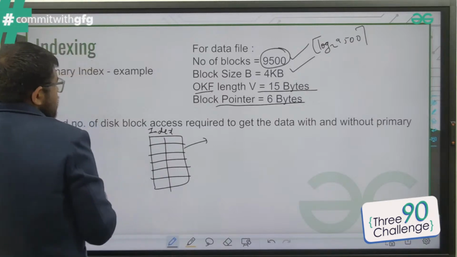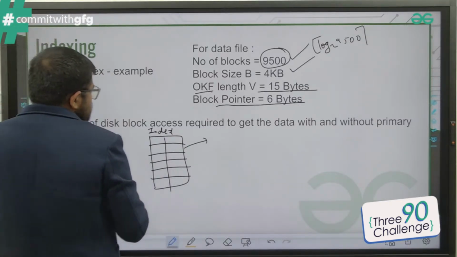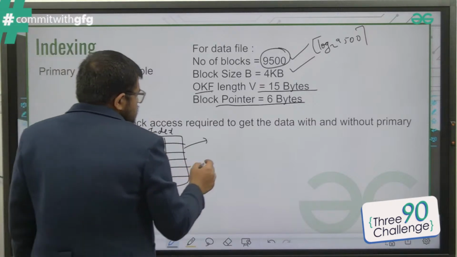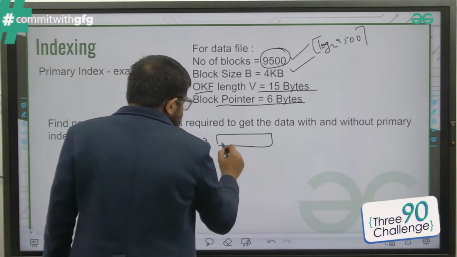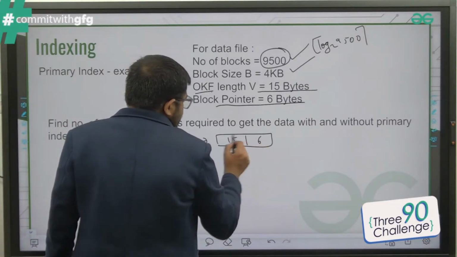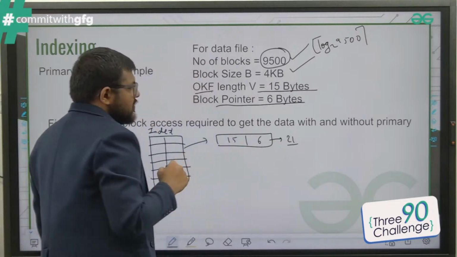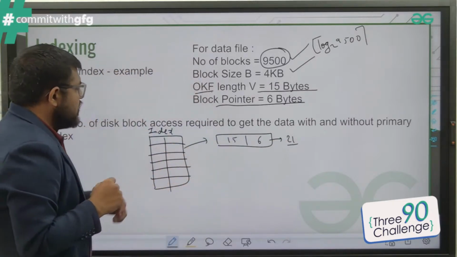For a data file, the number of blocks is 9500, right? So you will have 9500 records here. Each record will contain two things. One is the ordering key field value, that is 15 bytes, and another is the block pointer, that is 6 bytes. So total 21 bytes, right?